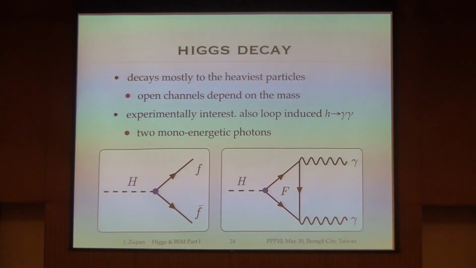Now the Higgs decay is the same story. It will decay through the heaviest particles possible. So the open channels will depend on the mass. There's the Higgs to 2 fermions. The coupling, as I said, is proportional to the mass of the fermion. Or you can go through the loop, and as you know, the important channel is the diphoton channel, where in the Higgs rest frame you would have monoenergetic photons, so that's an interesting, experimentally useful signature.